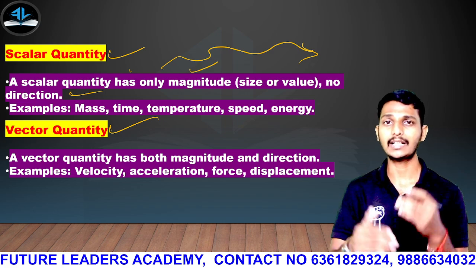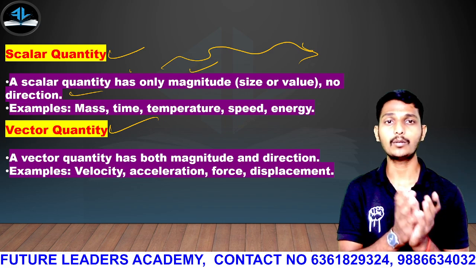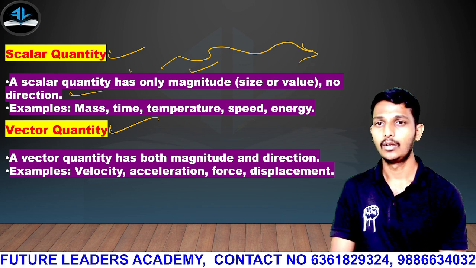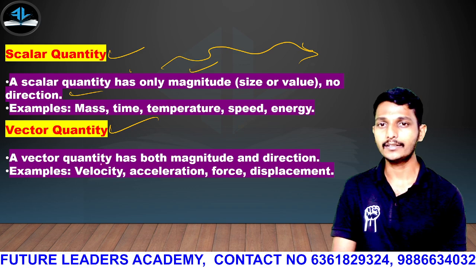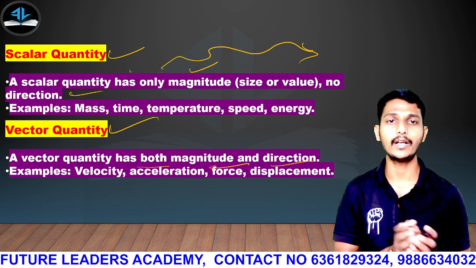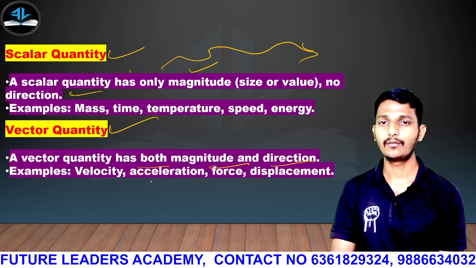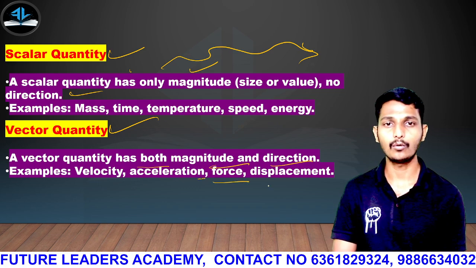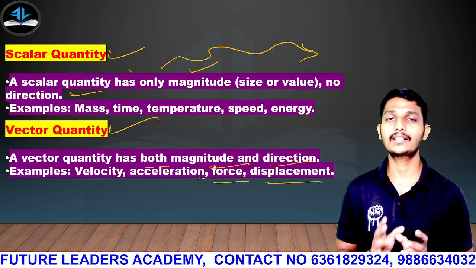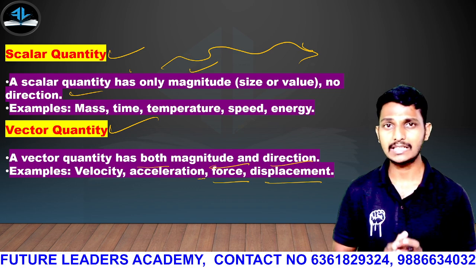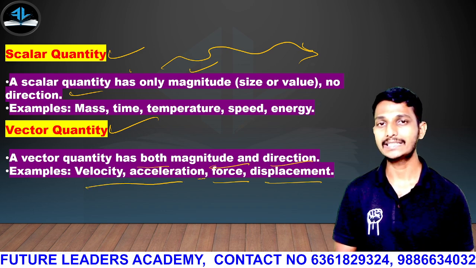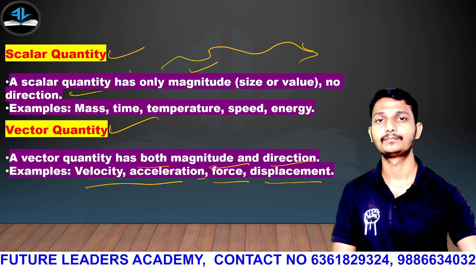Speed is there, they can cover distance, but what will not be there? Only direction will not be there. Clear? Then vector quantity. A vector quantity has both magnitude and direction. Examples are velocity, acceleration, force, displacement. These all have direction and magnitude. That's why we call these vector quantities. I think it is clear, guys. Next thing.